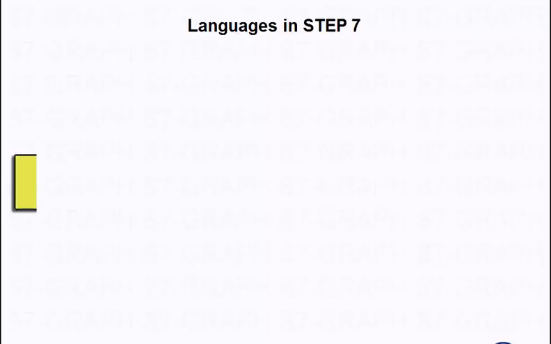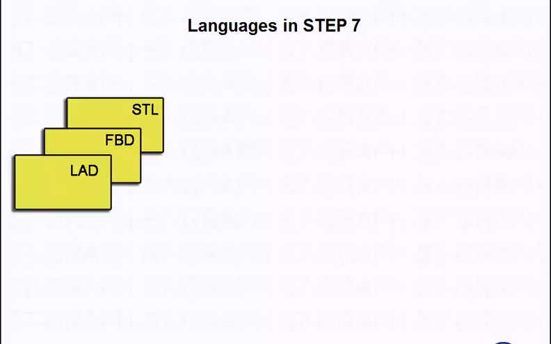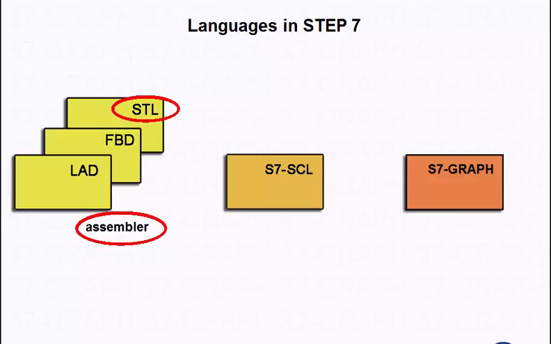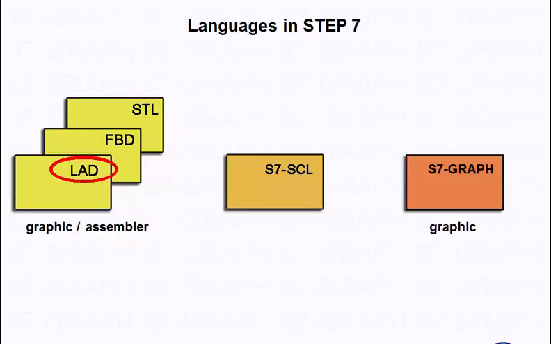The Simatic software offers you the selection of several programming languages. The basic package contains the languages Ladder, FBD, and STL. The often used programming languages S7 SCL and S7 Graph are optional or available with Step 7 Professional.